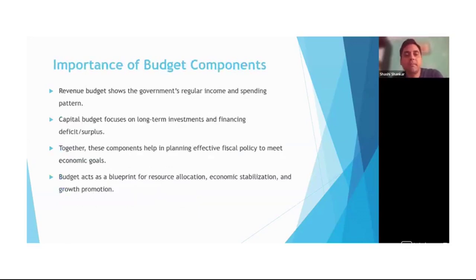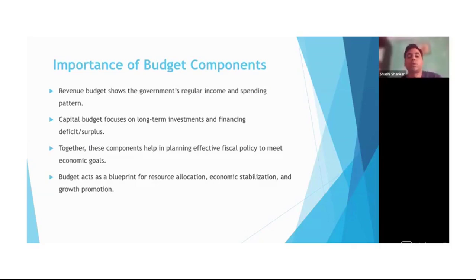Now moving to the next, importance of budget components. What is the importance? So revenue budget shows the government's regular income and spending pattern. Okay. What is the pattern of spending of a government? All right. And a capital budget focuses on long-term investment and financing. Deficit or surplus depends on.